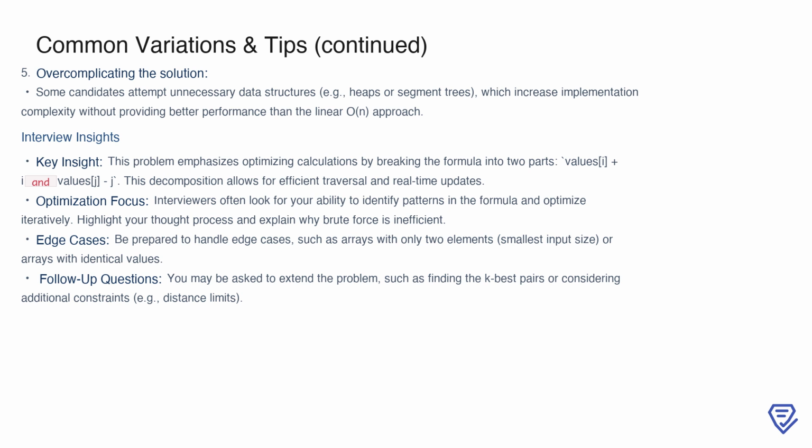Finally, interviewers might ask follow-up questions, such as finding the top k pairs instead of just the best single pair, or imposing additional constraints like limiting the maximum distance between indices. Understanding how to adapt your solution to these variations demonstrates a strong grasp of the problem.